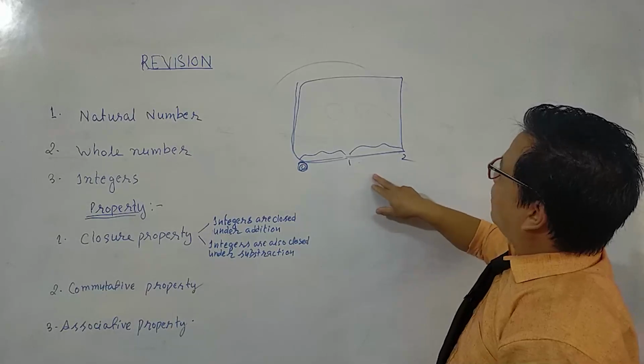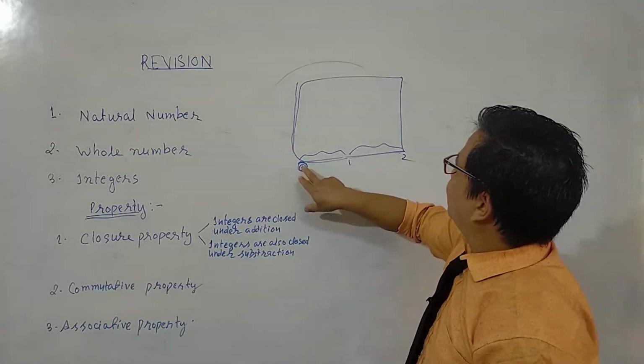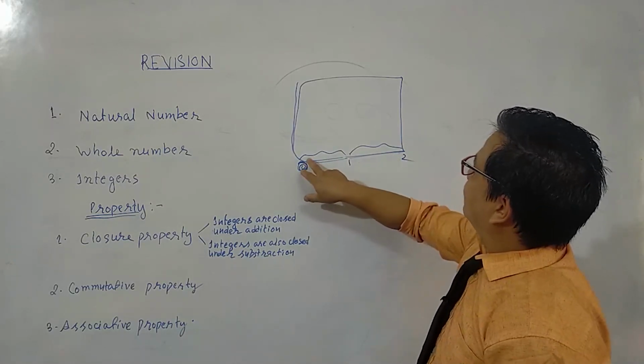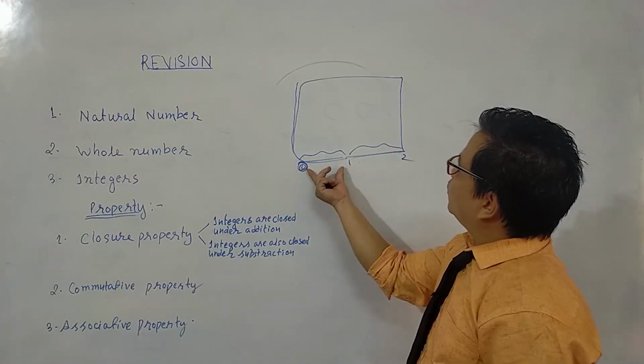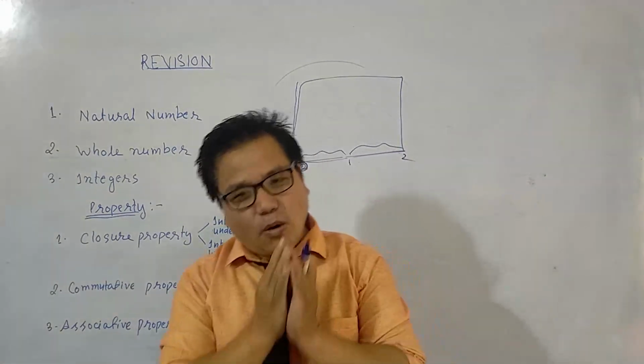Now how many numbers are there? 2 numbers. And how many meters are there also? The length of this fencing is 2 meters. 2 numbers and also 2 meters, so we got it perfect. That's why when we start with the 0, that is called a whole number.